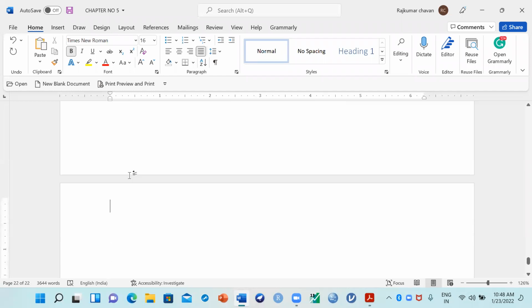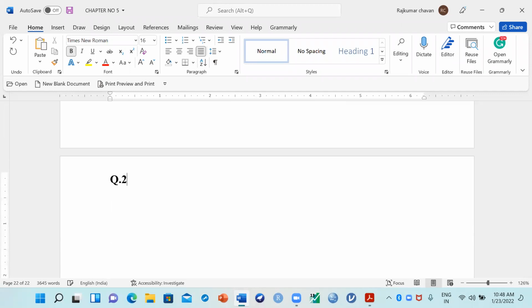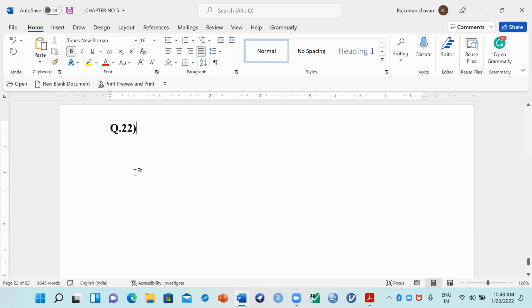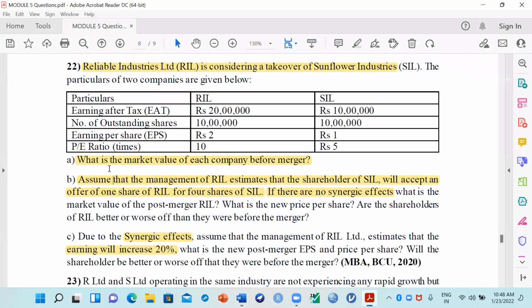I'll just take a new page. So now let us see step number 1. What will be step number 1? First we'll go according to the question requirement. What is the question they're asking here? What is the market value of each company before merger?